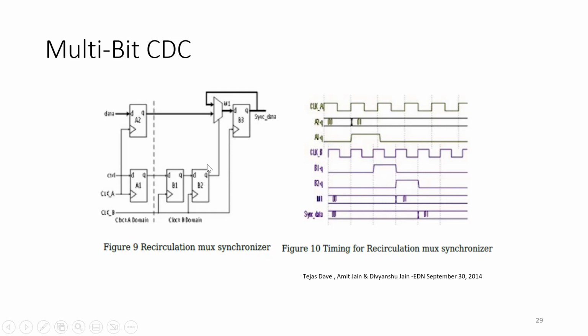Then I will pass the new data availability through 2 D flops that are working on clock B domain, and I have here high in the mux, so get the new data out.